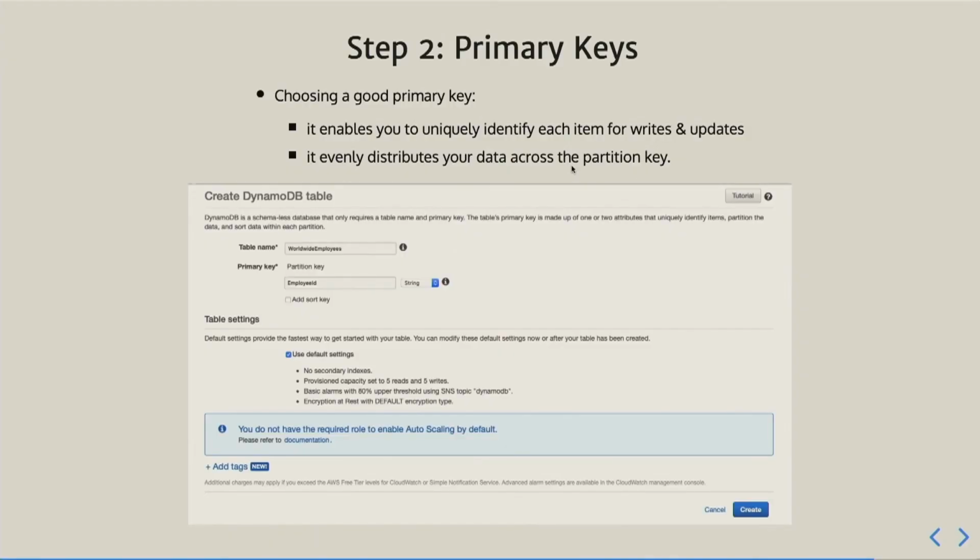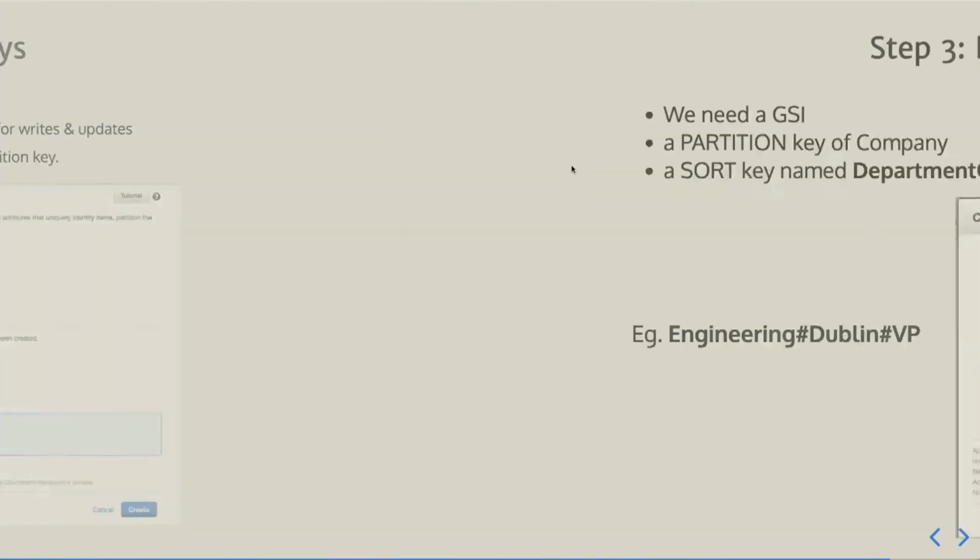So we can set about creating our primary keys based on those access patterns. First of all, we need to choose a good primary key that enables us to uniquely identify everything for writes and updates. And we want to evenly distribute our data across the partition key. So we don't want lots of keys that are the same, so we don't bunch up and get shards that are what are known as hot. So we can start off by creating a basic, simple primary key on an employee ID, and that satisfies the use case of just being able to fetch an employee by their employee ID.